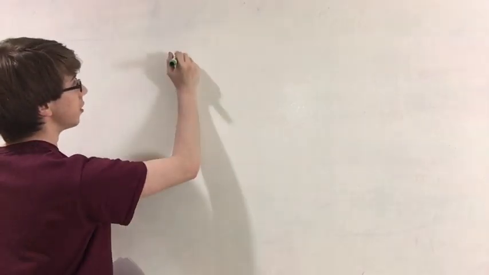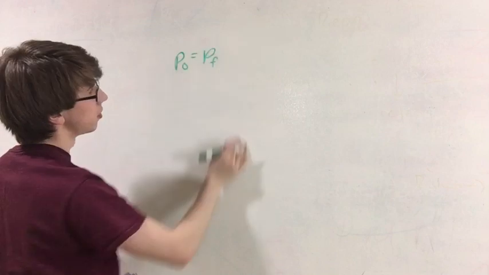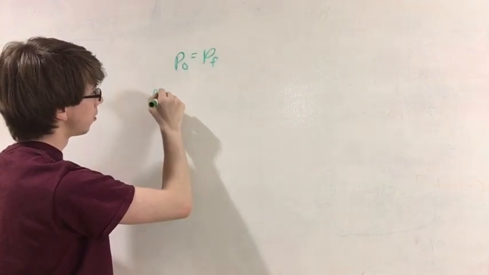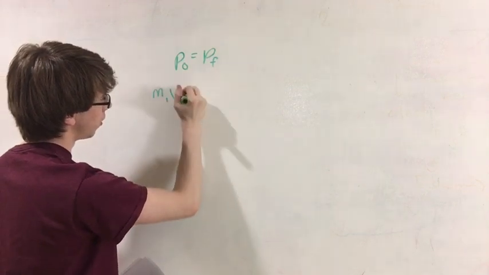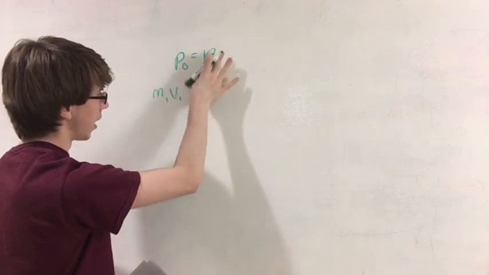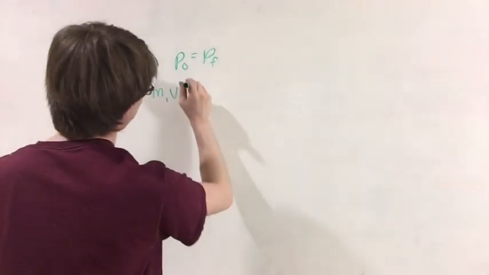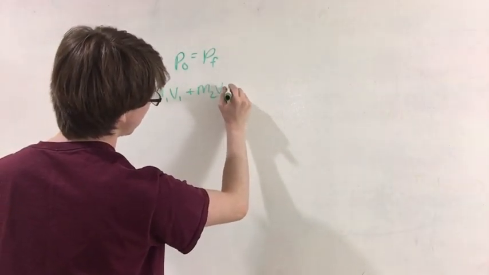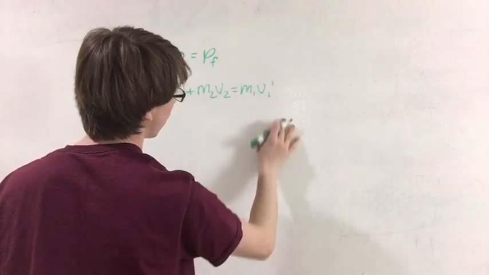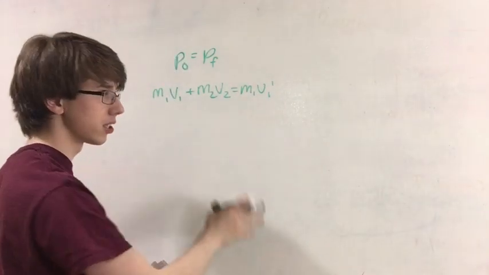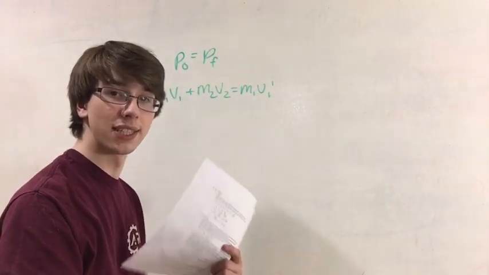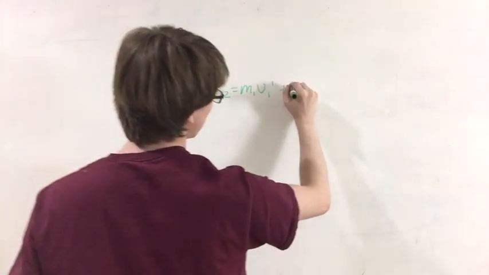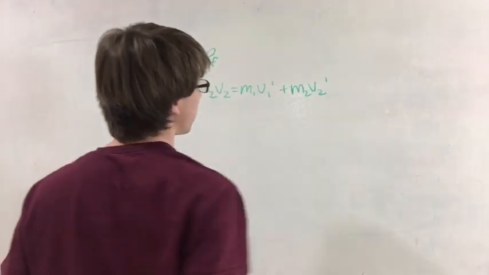Well, we'll do our conservation of momentum equation. P naught is equal to P final. Or M1 V1, and then we'll do V1 prime, plus M2 V2 is equal to M1 V1 prime plus M2 V2 prime. This is for elastic collisions, by the way. If it stops, the other one keeps going. That's an elastic collision. If it's inelastic, then that means they stick after collision.